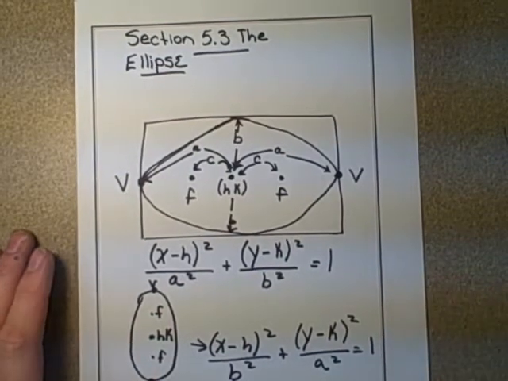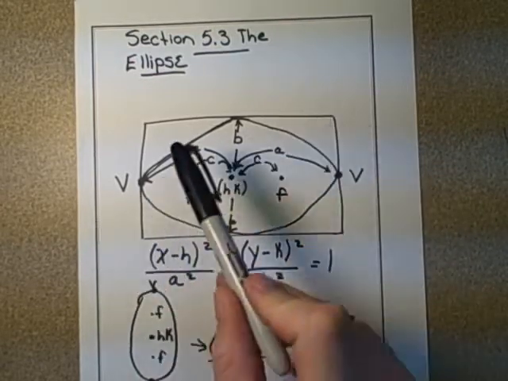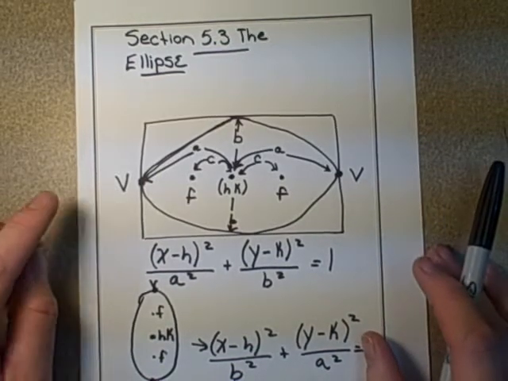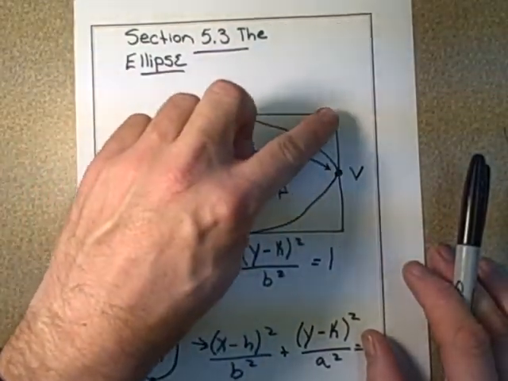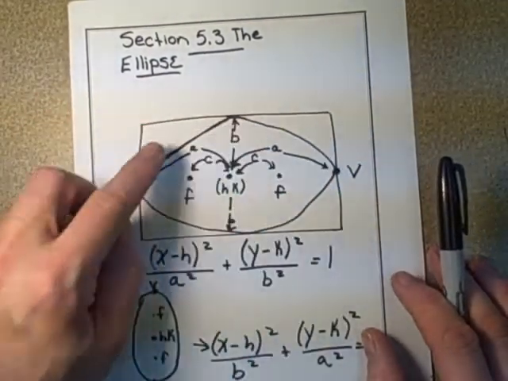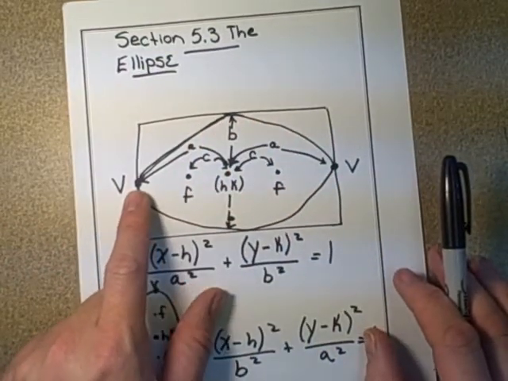Okay, this is our video for section 5.3, which is the ellipse. And what we've done here is we've got the general shape of one type of an ellipse and the important features of the ellipse. So if you look at it, you can often draw an ellipse with a rectangle and fit it inside the rectangle, which I did here. It's not the best drawing in the world, but it does show what all the important features are.